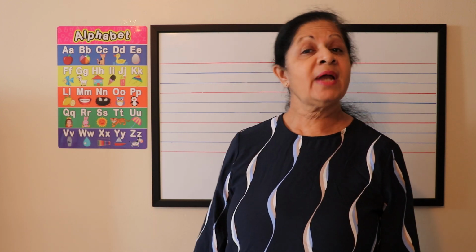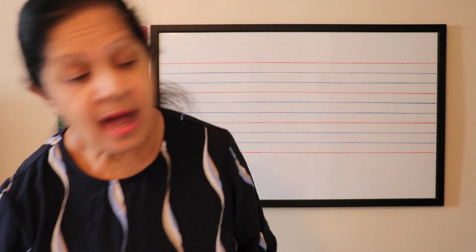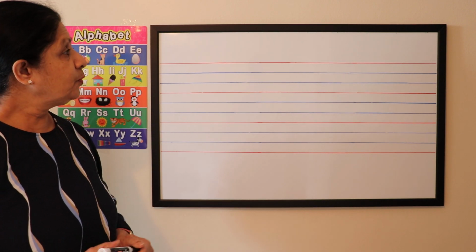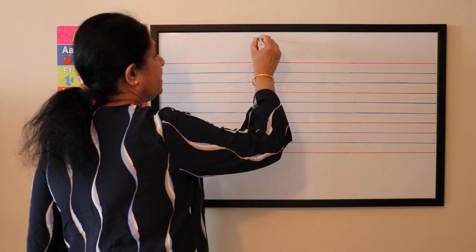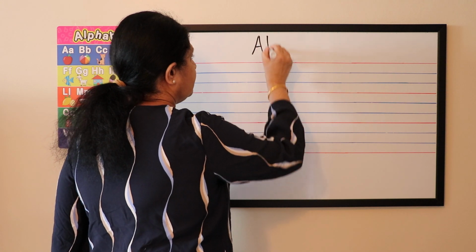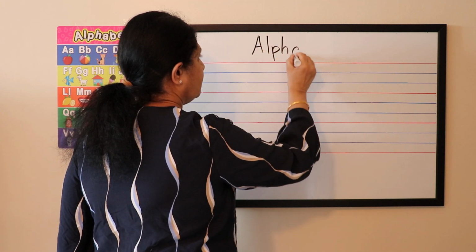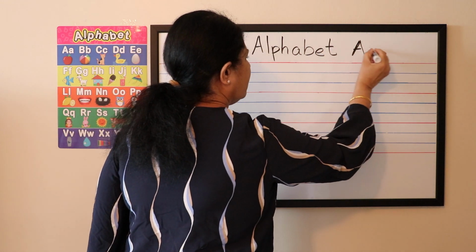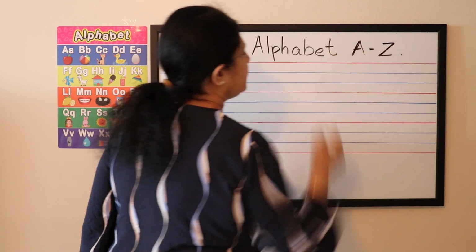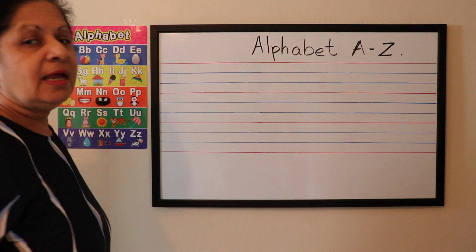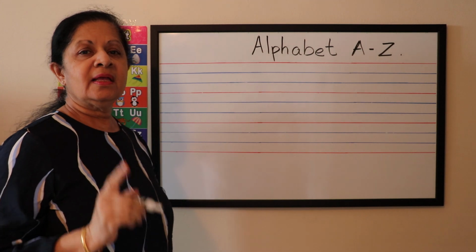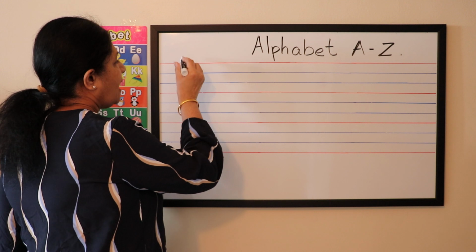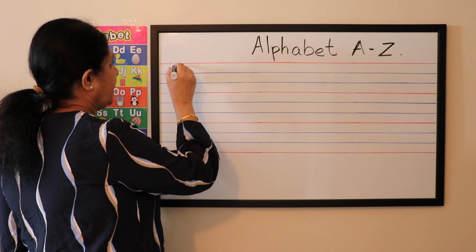Now we are going to write the alphabet. Now I have a double rule format here. Now I'm going to put my heading as alphabet, A to Z. Okay. Let me start the alphabet with the uppercase A or the capital A. Now I start my capital A or the uppercase A from here.